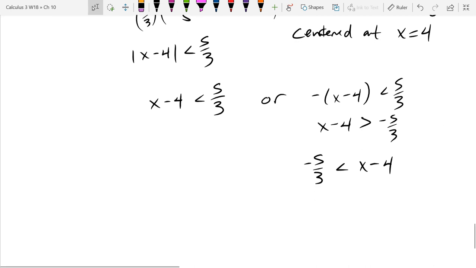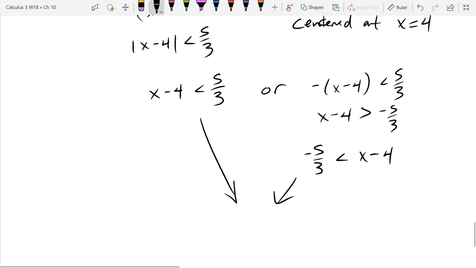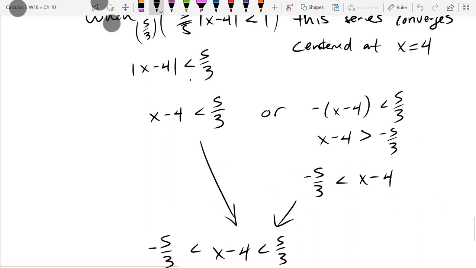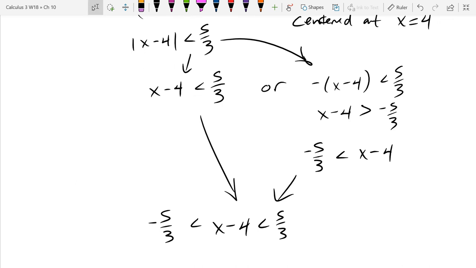We can combine these two together into one inequality. So I broke the absolute value into two inequalities, and then I did some algebra, and I'm going to combine them back into one inequality. If you think about absolute value carefully, you could actually go right down to that bottom step. If the absolute value of that is less than 5/3, that means it's less than 5/3 and greater than negative 5/3. So it's possible to skip right to that last step. I'm going to give you a geometric way to think about this in a minute. But let's finish this off.